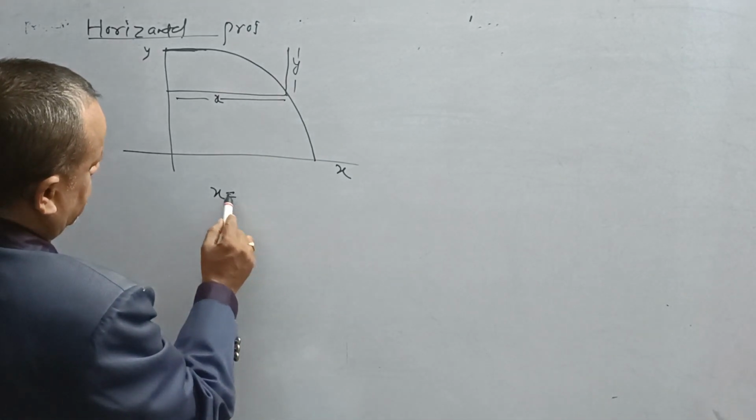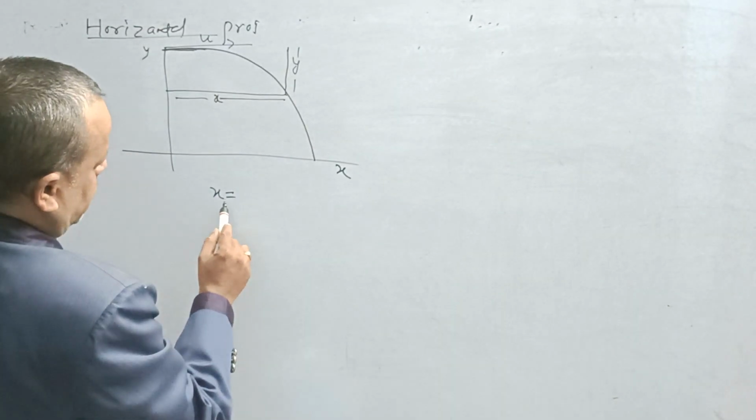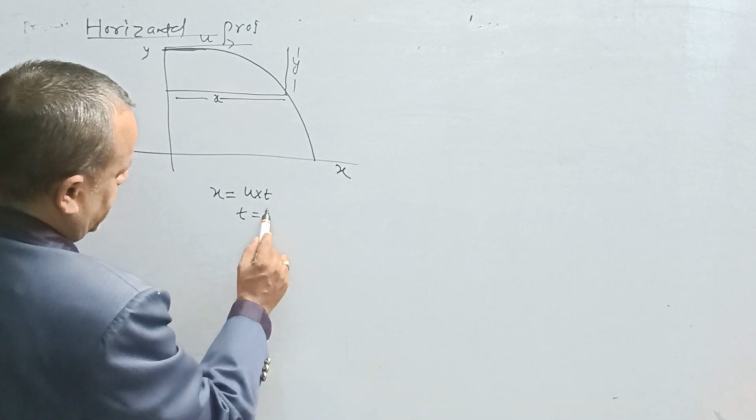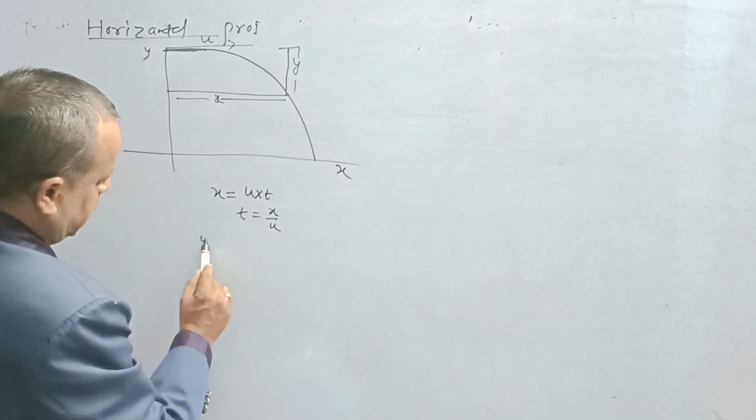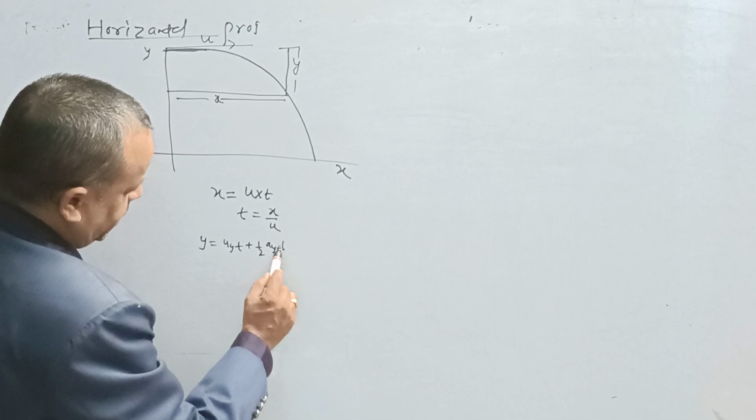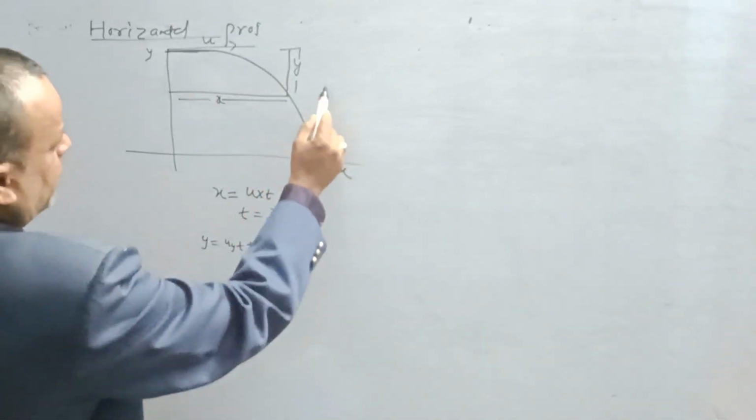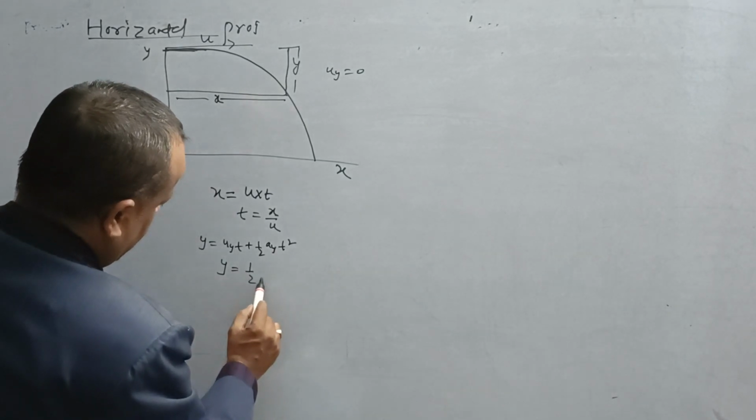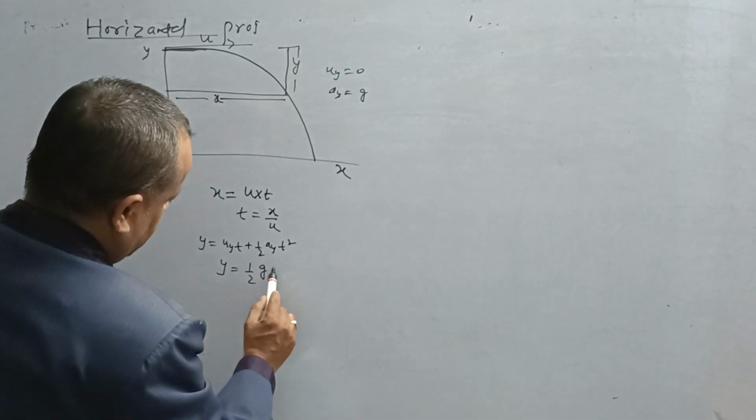We know that it has velocity u. Displacement x is velocity into time, so time comes out to be x by u. Then we go for y. y is u_y t plus half a_y t square. In horizontal projection u_y is 0, so y becomes half, and a_y, since it is only acting under the action of gravity, becomes g, times t square.